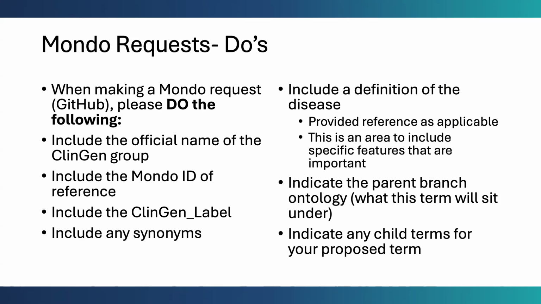Also include the Mondo ID of reference. So if you already have an ID that you are curious about for providing a synonym or that you need to include, put that ID. If you're making a request for a whole new term, obviously you can't make that ID. You won't need to include it then. So that is one of those things that is a little bit optional, but just think about your request.